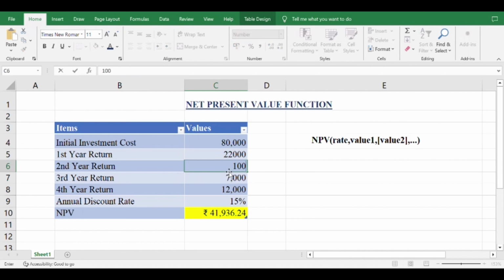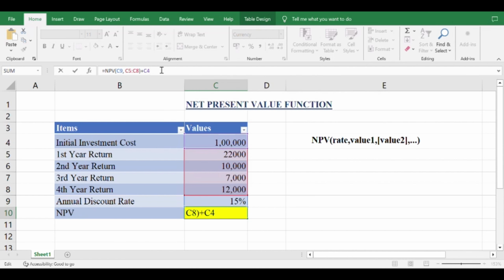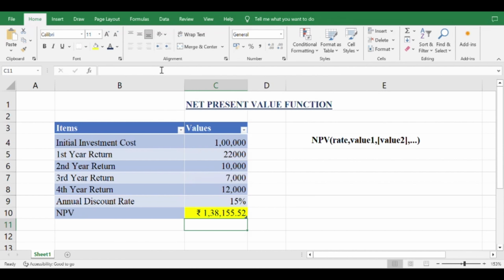But now when I go to the initial investment cost and change its value to 1 lakh, there's no change that occurs in the NPV. This is because you've not added your gain to the initial investment, which gives you the net present value of your investment. So to complete this function, we go back to our formula cell and we add cell C4 to get the actual net present value of our investment.